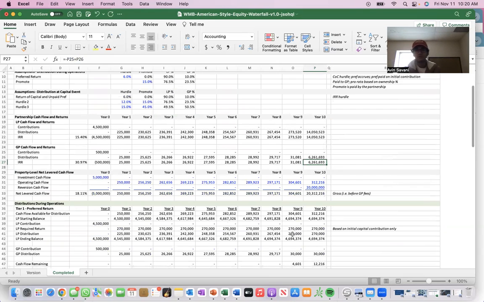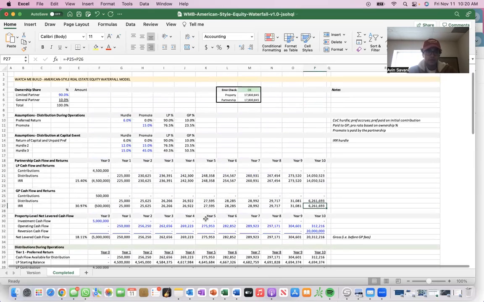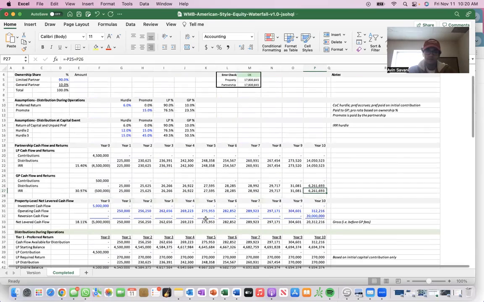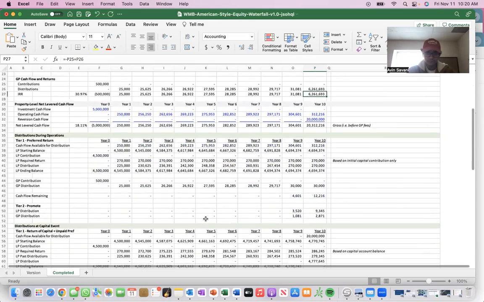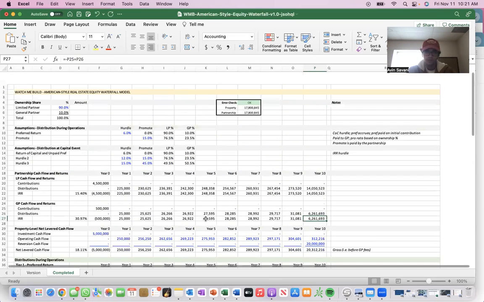This also is a good model to do just basic structures off of. You can edit all of this and get rid of it or not include it. It can be a basic pref return model: the property returns this, and this is how much is distributed to the LP and GP. This can be a lot simpler, or you can get more complex with it. So it's really customizable, which I really like.